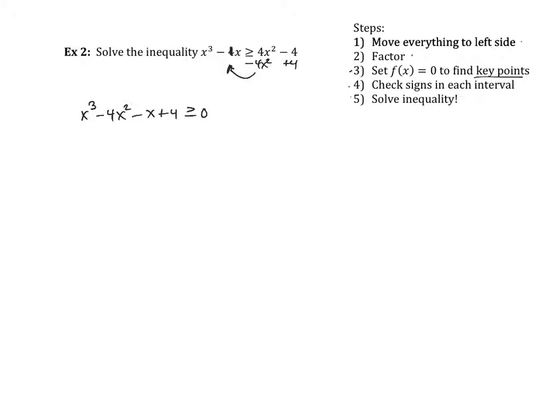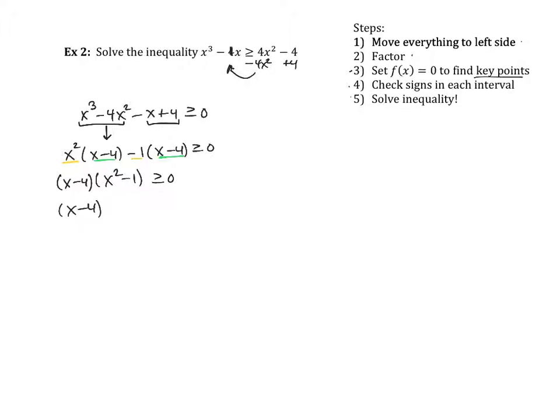Next step is to factor, and since I have 4 terms, I'm going to try factoring by grouping. In this first little group, it looks like I can factor out an x squared, so I would get x minus 4, and then I'm going to factor out a negative 1 and get x minus 4. And then I can factor out that entire x minus 4 term, so out that comes, and I'm left with x squared minus 1. And then I can still factor because that is a difference of perfect squares. x squared minus 1 factors as x plus 1 and then x minus 1.